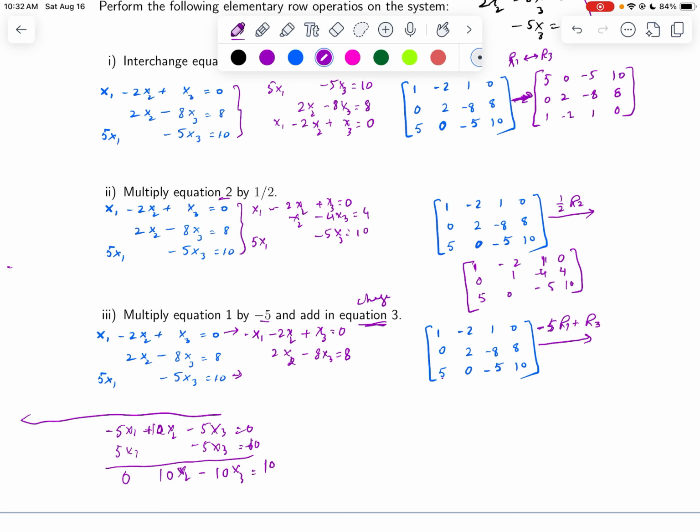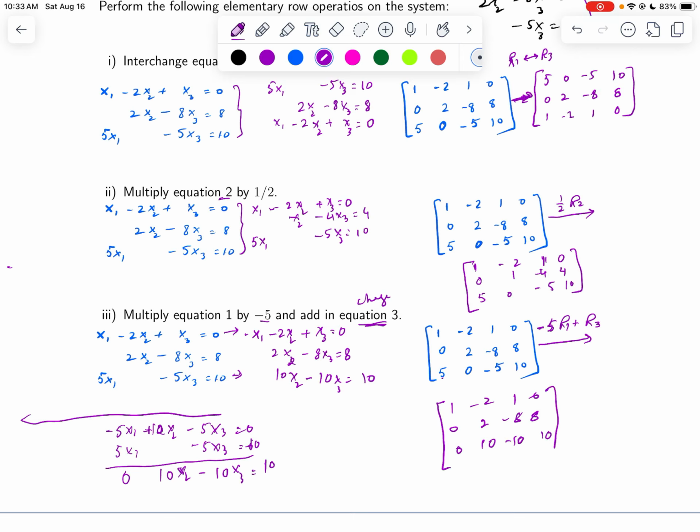So now I can write my third equation. So no first term. Start with 10x2 minus 10x3 equals 10. Then in the matrix notation, I'll keep my first row as it is, second row as it is, and the last row becomes 0, 10, -10, and then.